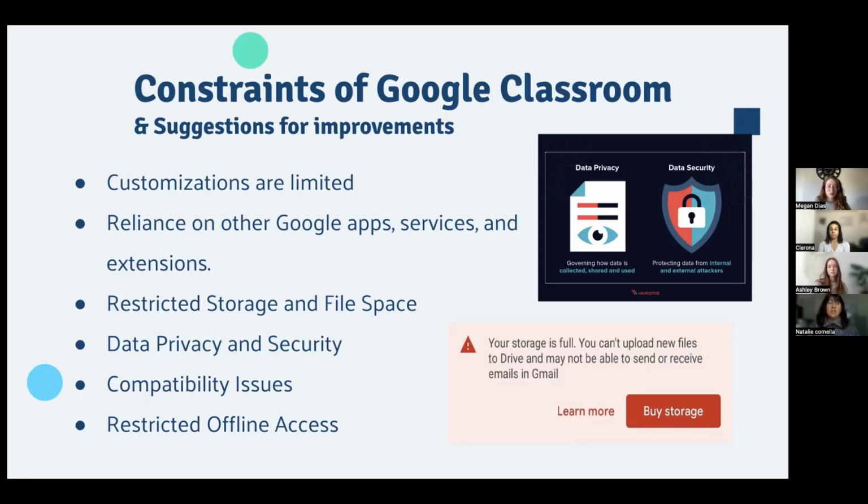So there are limitations with specific browsers and devices. This may spark constraints based on the technology and resources users have available to access these services. Google should work on ensuring all browsers and devices have a universal ability to access and use their apps and services. And the last constraint is the restricted offline access.